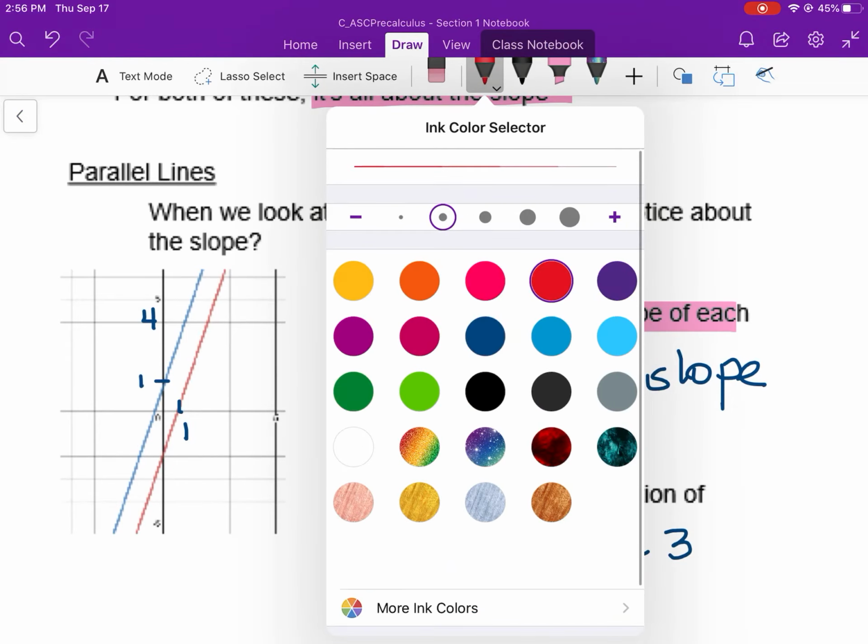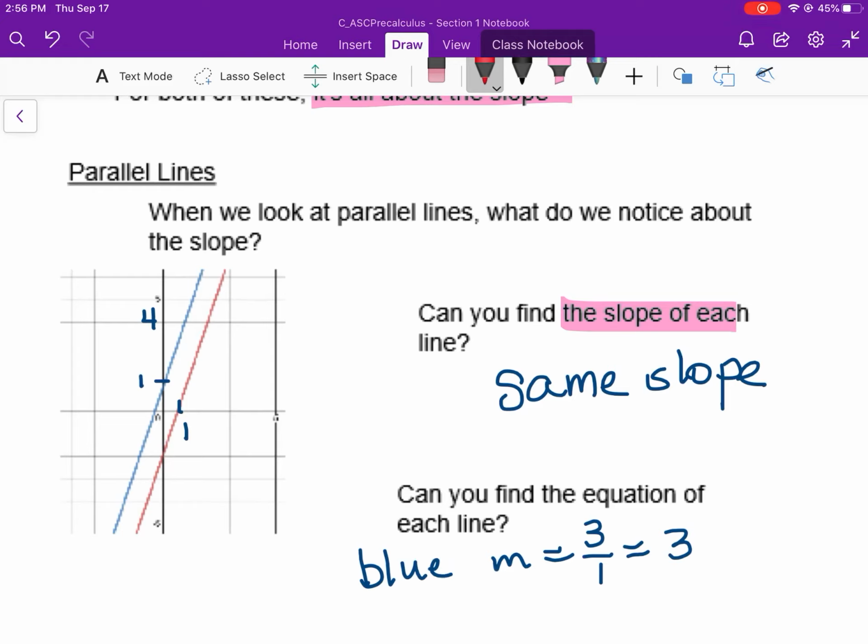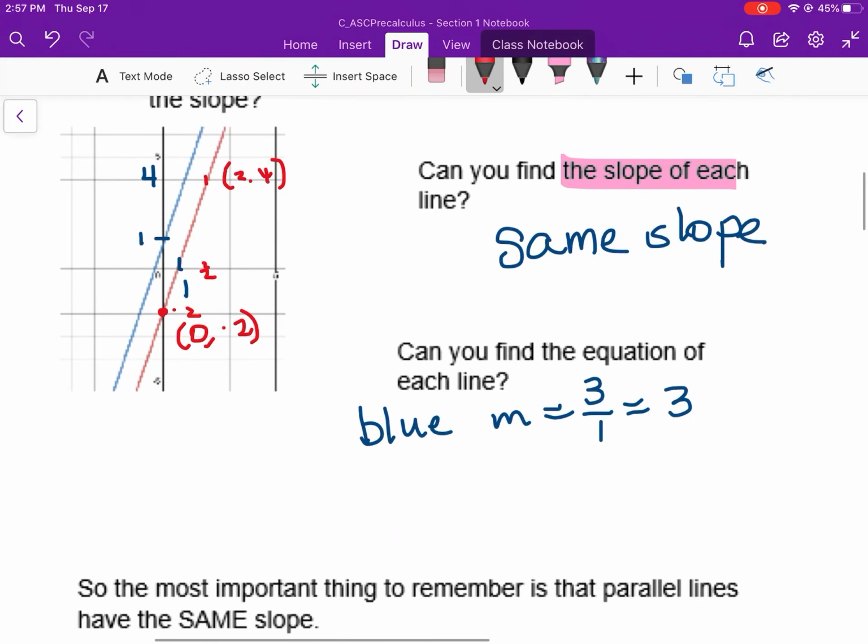For the red line, let me change to red. For the red line, it looks like it crosses down here. This is -2 where it crosses. And then this right here is 2. So this is the point 2, 4. And this is the point 0, -2. So if I count the boxes for the red line, I'm going up 6 and over 2, or it has a slope of 3.